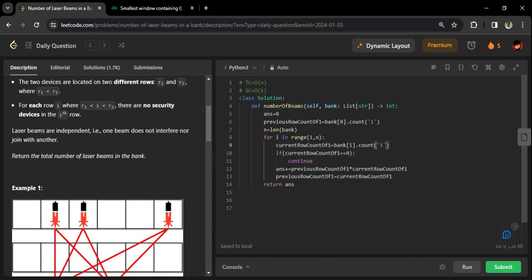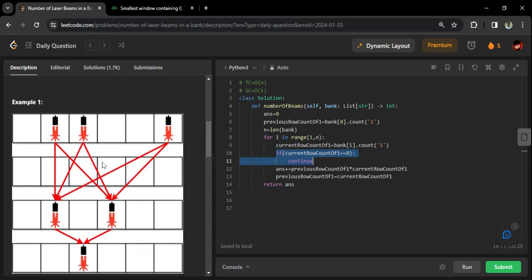Then I'm checking in case this is 0, which will be the case in the first example. See here, this row 0 is basically this thing for me. Row 1 does not have anything, so this condition will be true. What I'm doing is a continue. That means do not execute the below part of the code, that is this part of the code. Simply go to the next loop.